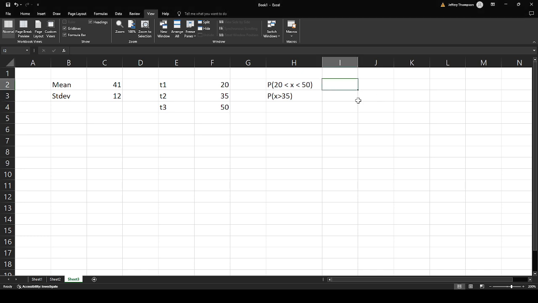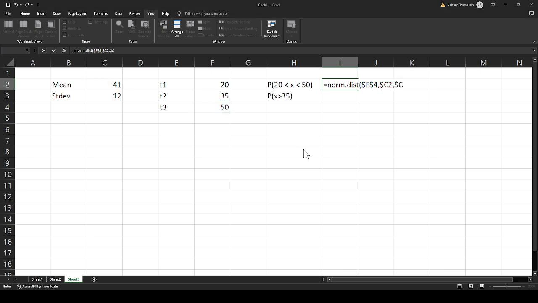So first, for the probability of being in between two things, remember we take the probability of the highest and we subtract from it the probability of the lowest. So the probability of the highest is the NORM.DIST, and then my x value for the highest is 50, or in this case I have that in F4. My mean is C2. My standard deviation is C3.